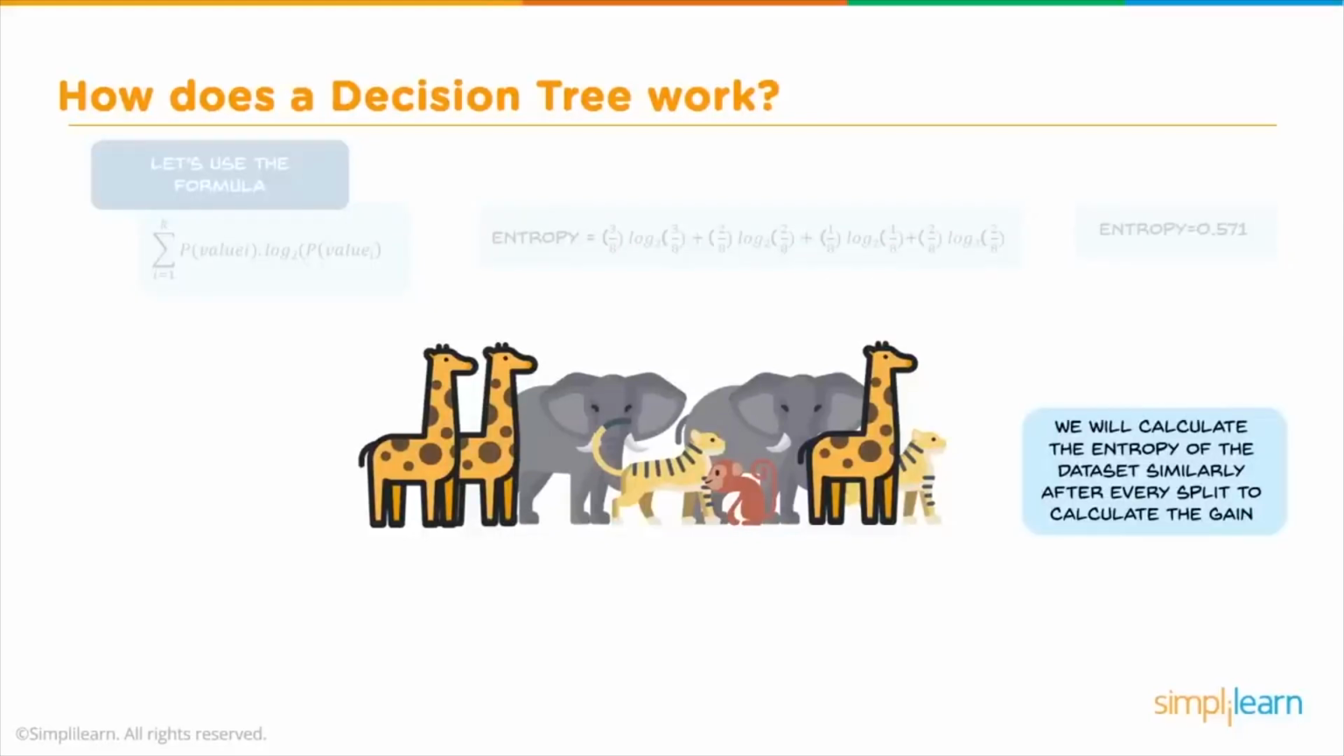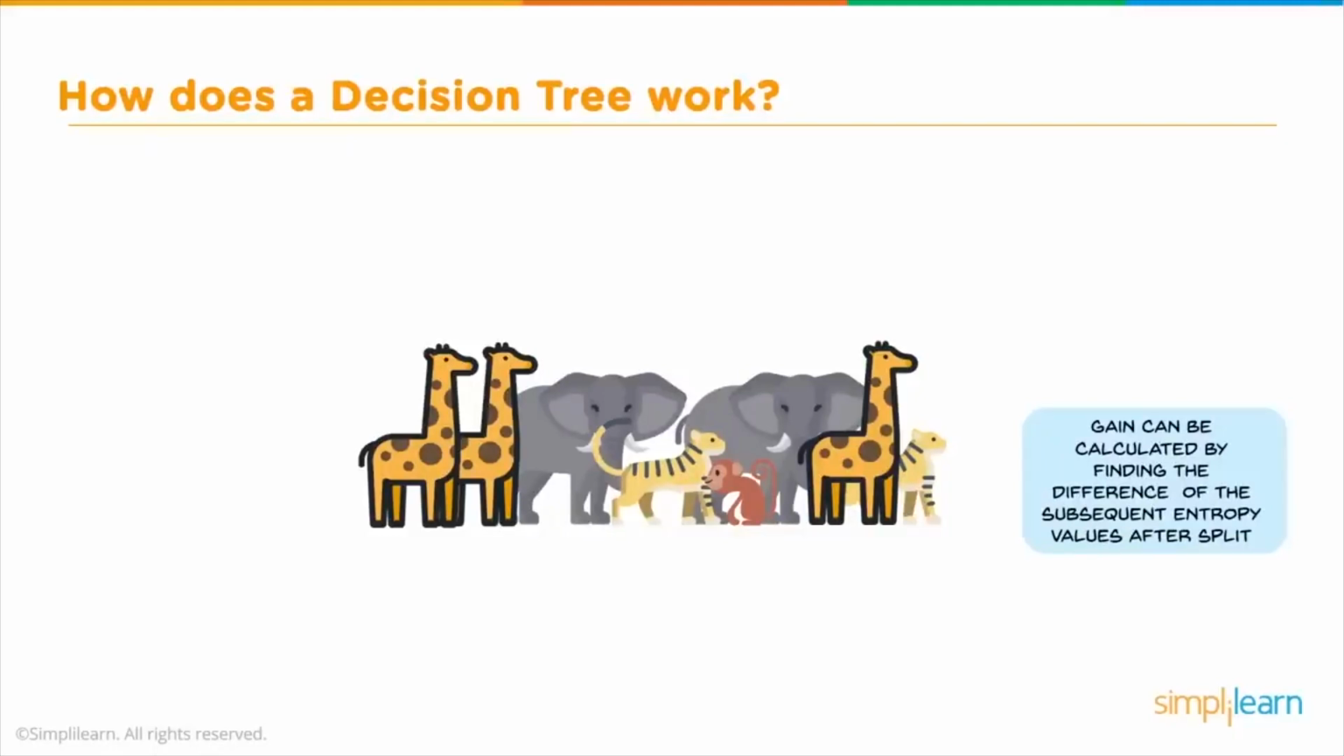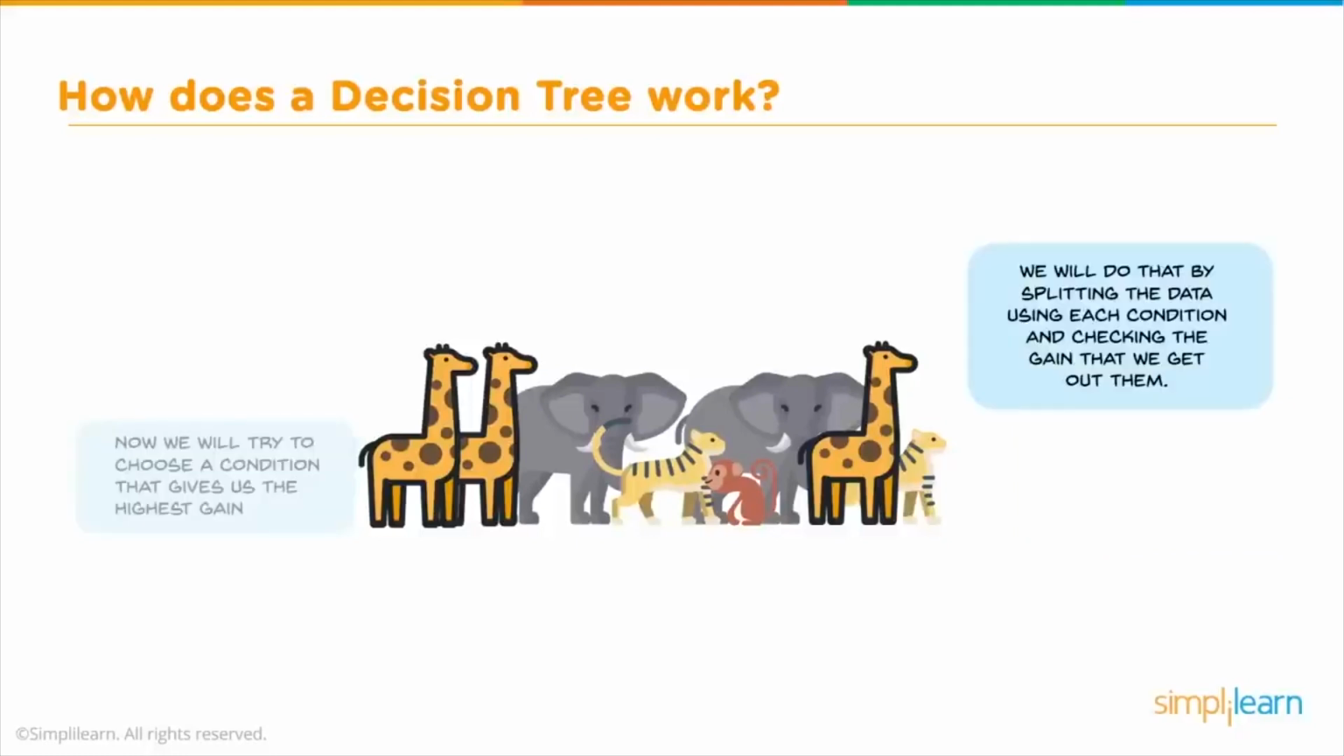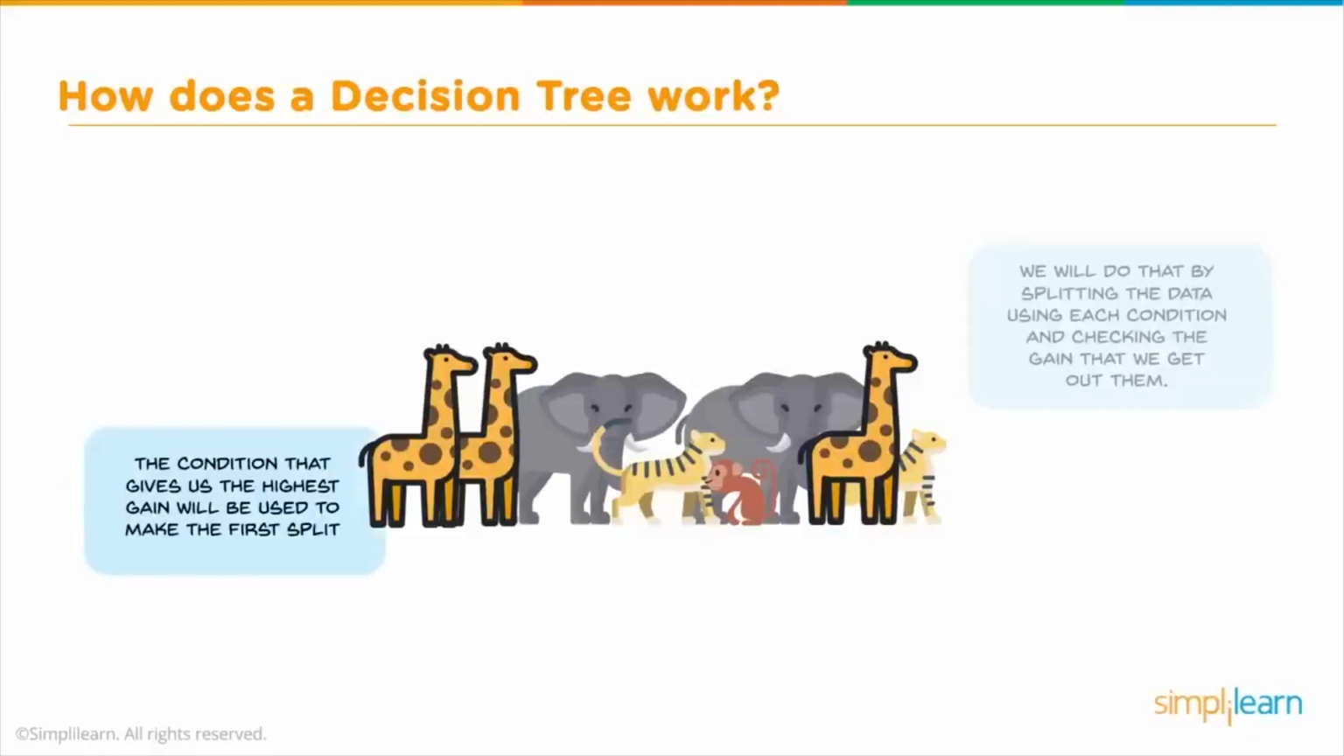The program will actually calculate the entropy of the data set similarly after every split to calculate the gain. Now we're not going to go through each step one at a time to see what those numbers are. We just want you to be aware that this is the formula, or the mathematics behind it. Gain can be calculated by finding the difference of the subsequent entropy values after a split. Now we will try to choose a condition that gives us the highest gain. We will do that by splitting the data using each condition and checking the gain we get out of them. The condition that gives us the highest gain will be used to make the first split.